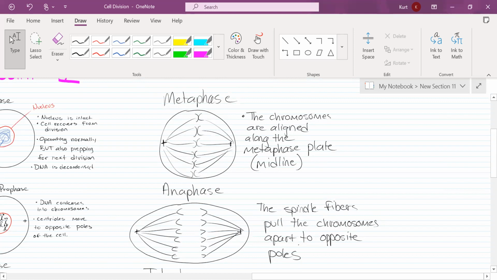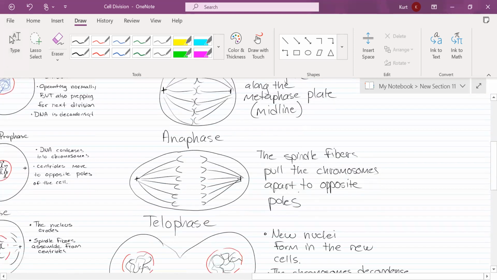Remember all this, Zoe? Is everybody done with metaphase?